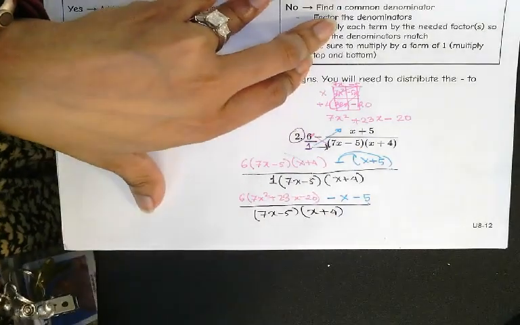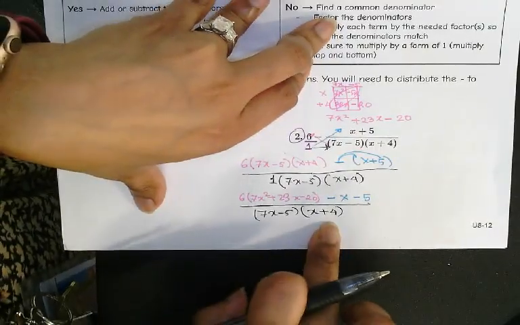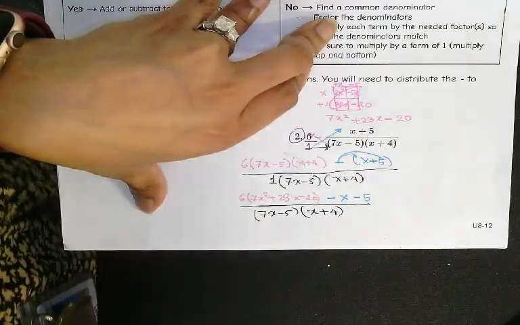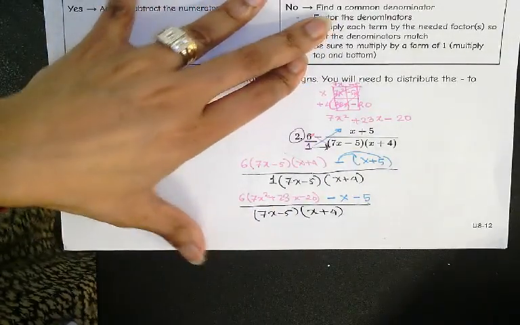Remember, we have to put the restrictions. So we need the factored form. It's already in the factored form, so don't mess it up. Just keep it as it is. Do whatever you need to do on the top.